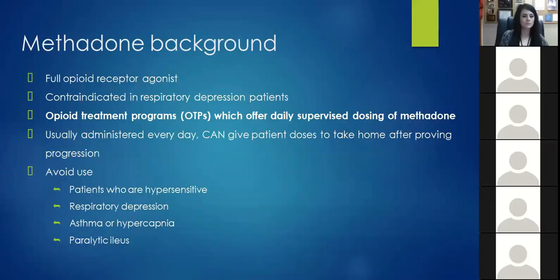Some things to avoid use in: respiratory depression and lung diseases, and then paralytic ileus, which is a bowel disorder where the bowel doesn't work correctly and isn't moving things through in a normal manner. It's kind of a dysfunction, essentially a slower movement of the bowel.